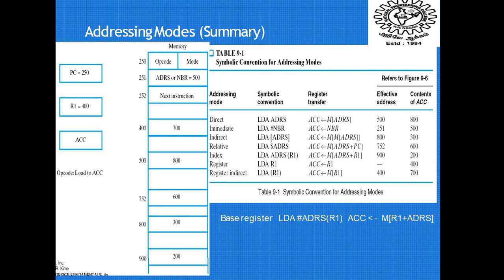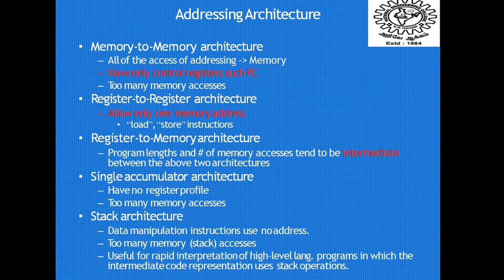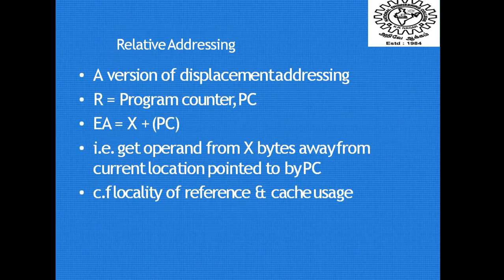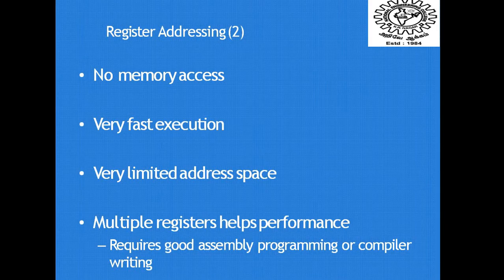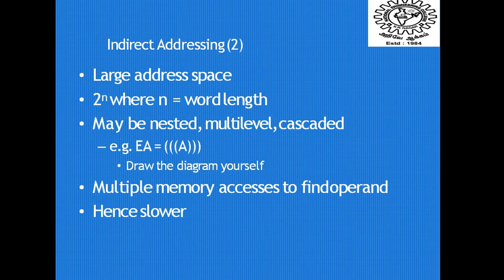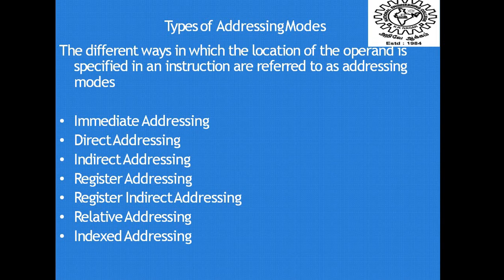This is the summary, with the example of register you can see. So these are the addressing modes. Implied and immediate are the two types. Implied means implicitly defined; immediate means explicitly defined. In this category we saw many addressing modes in detail: immediate addressing, direct addressing, indirect, register indirect, relative and index. These are all the different types of addressing modes we saw.